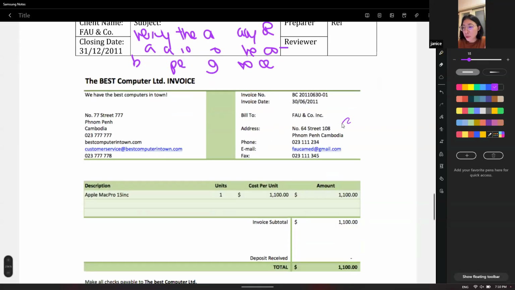All right. So this is the invoice. Let's have a look at this invoice here. The best computer invoice in town. We're going to look at the invoice date. Yes, it's for 2011. Who is it billed to? It's billed to FAU, our client. And the supplier is the best computer. What did we buy? We bought an Apple Mac Pro 15-inch for $1,100.